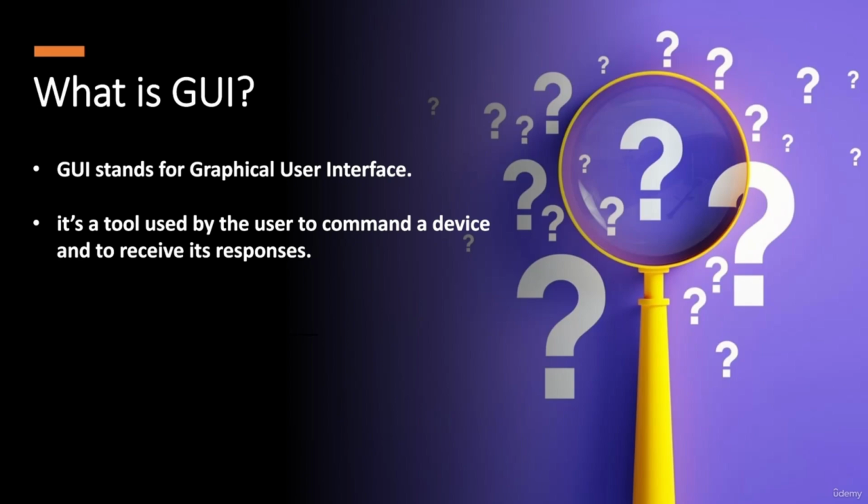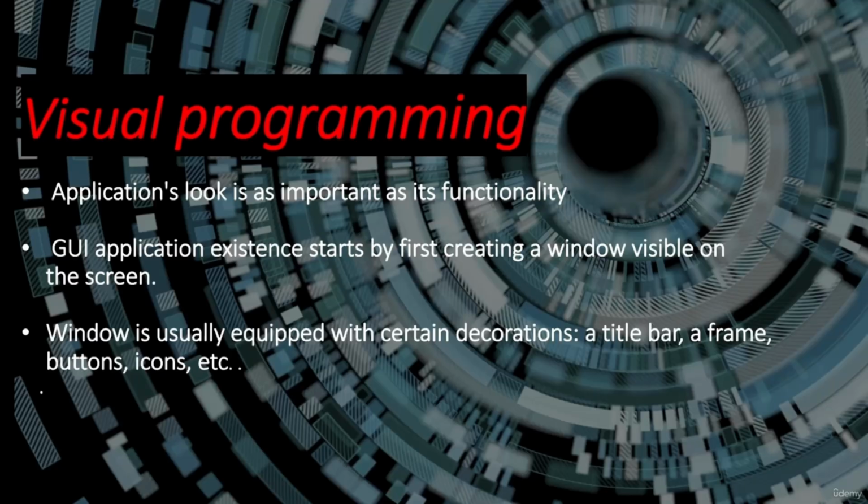Like I have initially stated, GUI stands for Graphical User Interface. GUI is present in every device equipped with a screen that displays a GUI in order to communicate with the user. Apps based on GUI features are often referred to as visual programming. The term is based on the fact that the application look is as important as its functionality.